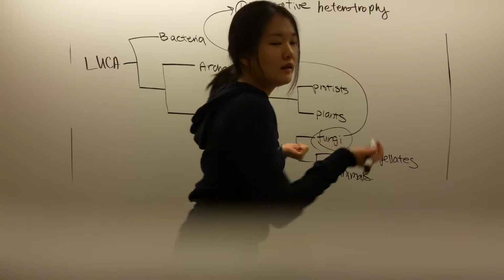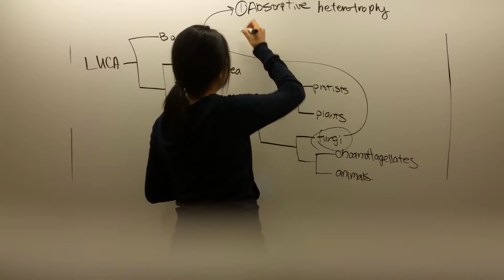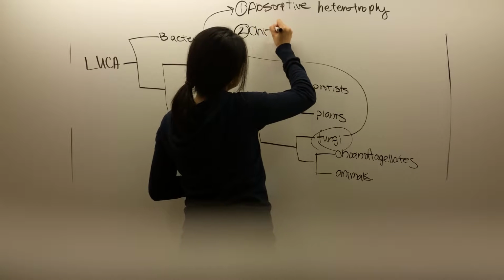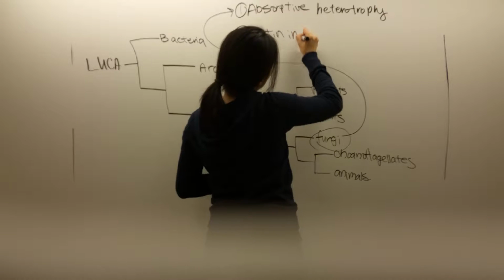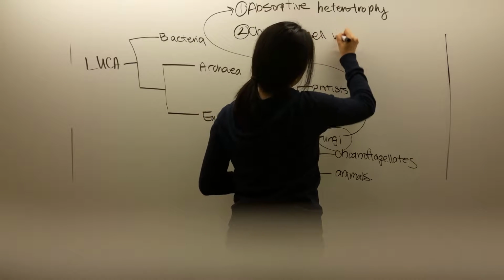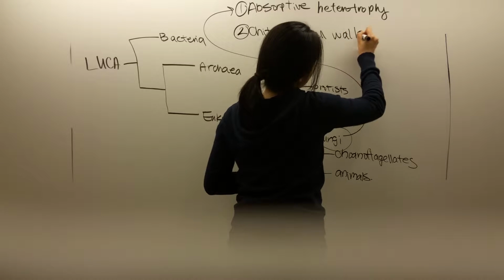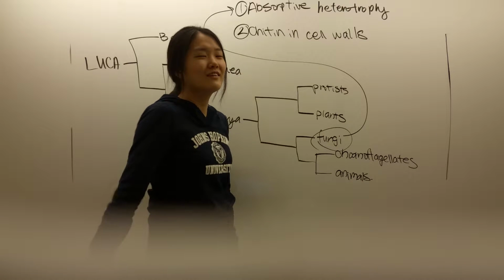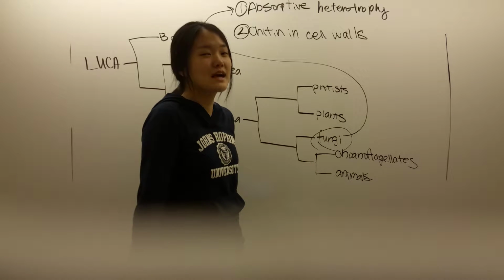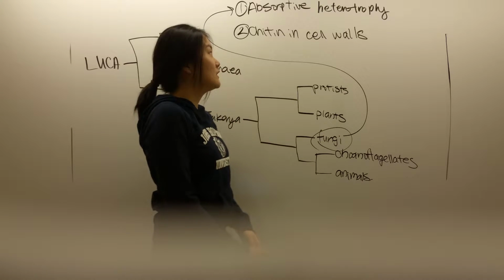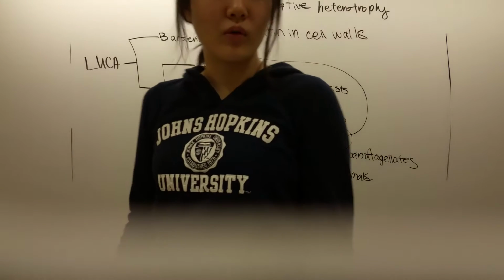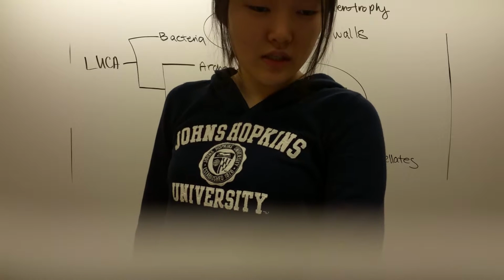And then the second synapomorphy of fungi is chitin in cell walls. And although insects also have chitin, like you know that crunch that you feel when you step on an insect, that's the chitin. Chitin is actually a very structurally sound sugar molecule, and so that's nice to have.